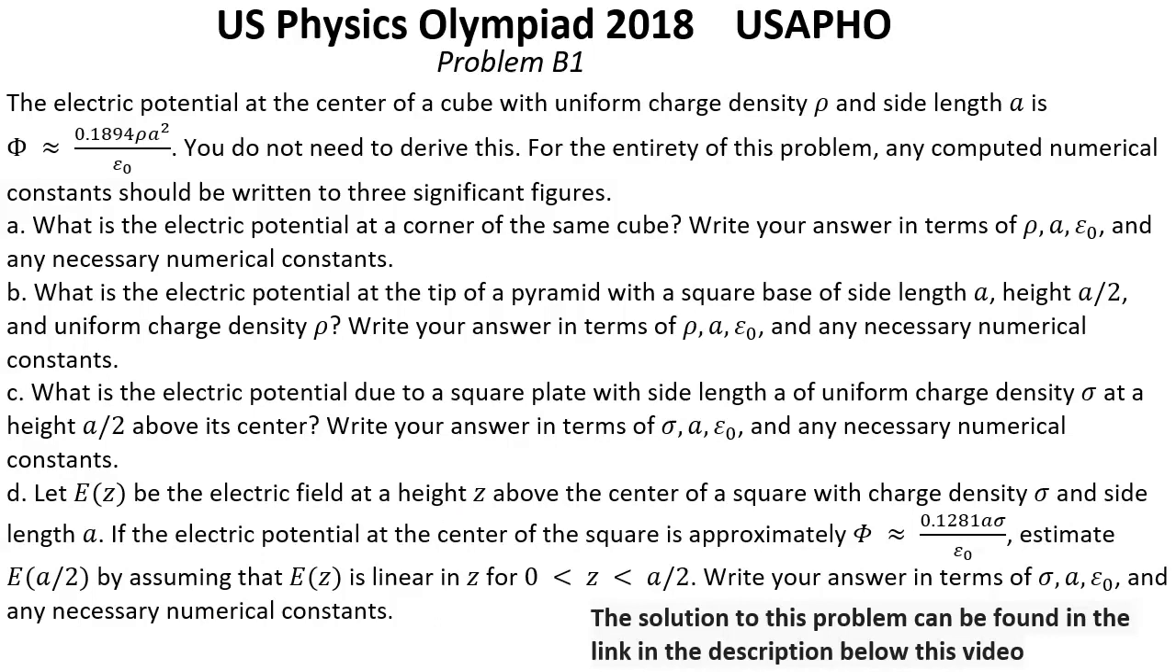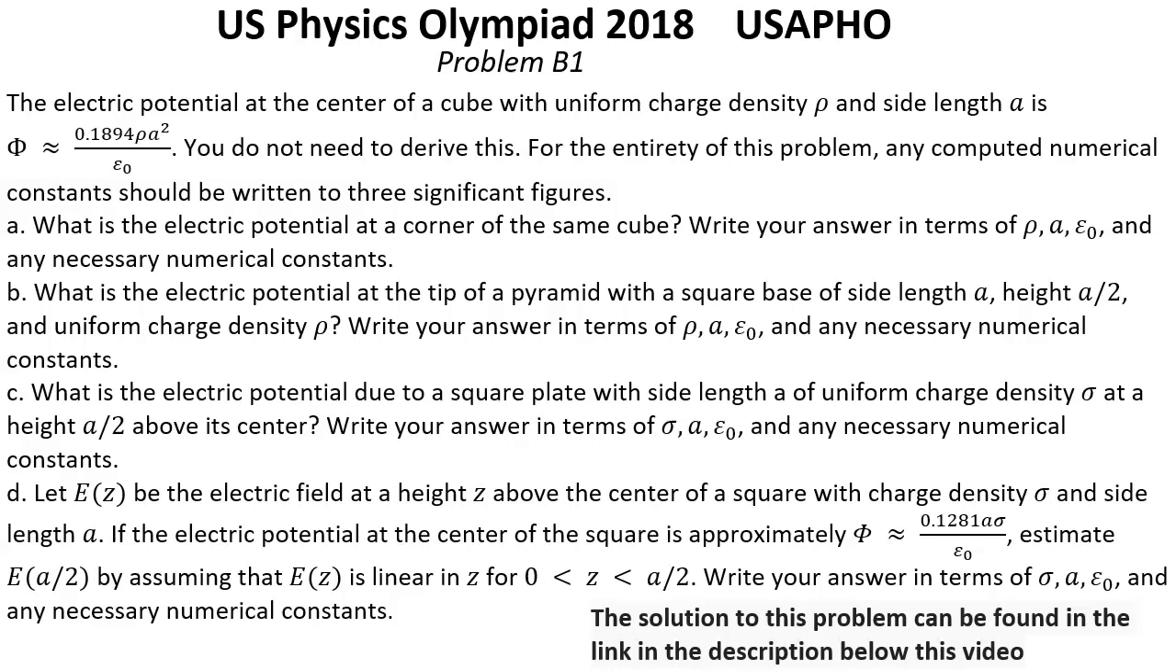US Physics Olympiad, year 2018, USAPHO. Problem B1. The electric potential at the center of a cube with a uniform charge density ρ and side length A is approximately 0.1894 ρ A squared over epsilon 0. You don't need to derive this. For the entirety of this problem, any computed numerical constants should be written to 3 significant figures.